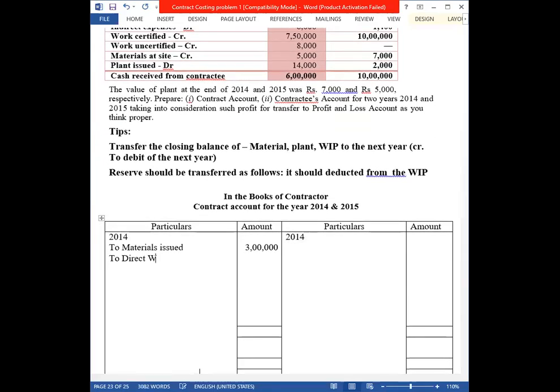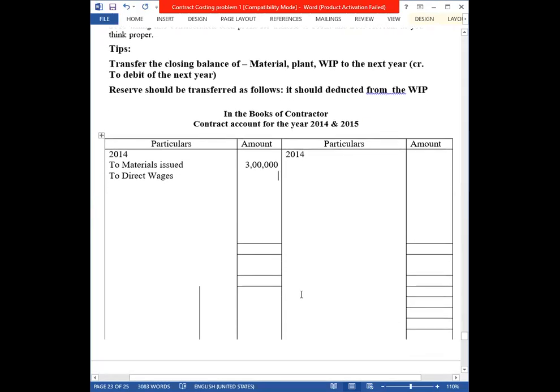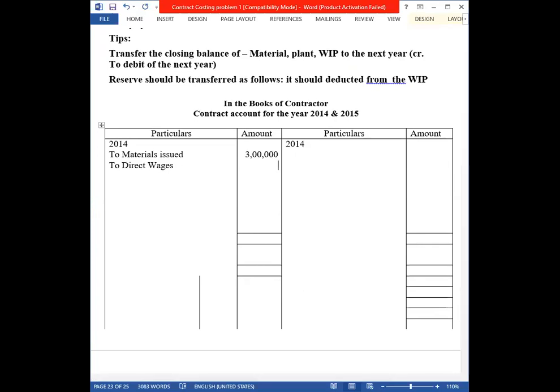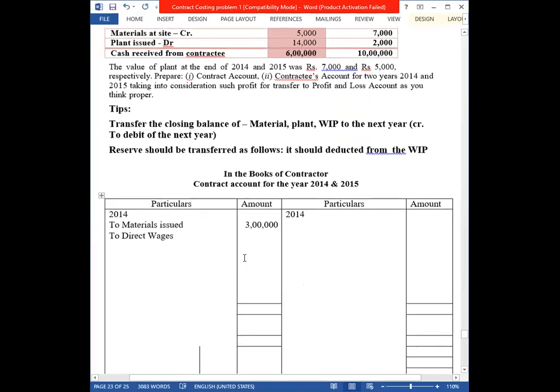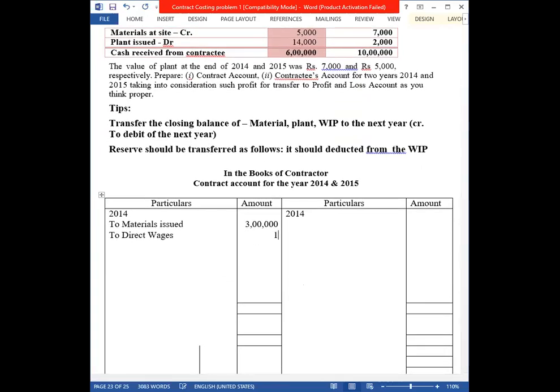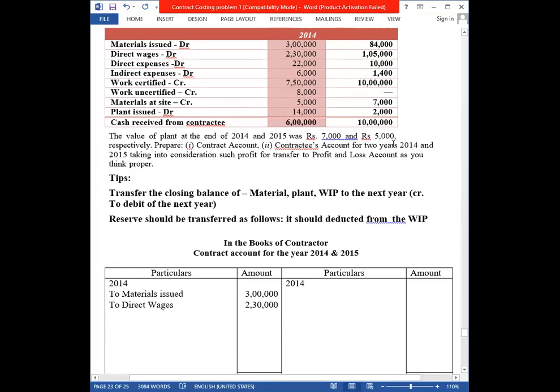To direct wages. So how much is the amount of direct wages? Guys, I want the answers in the chat box. Direct wages are how much? Direct wages are 2,30,000. Very good. Okay. What is the next item? The next item is direct expenses. Write the direct expenses in the debit side only. How much is the direct expenses?